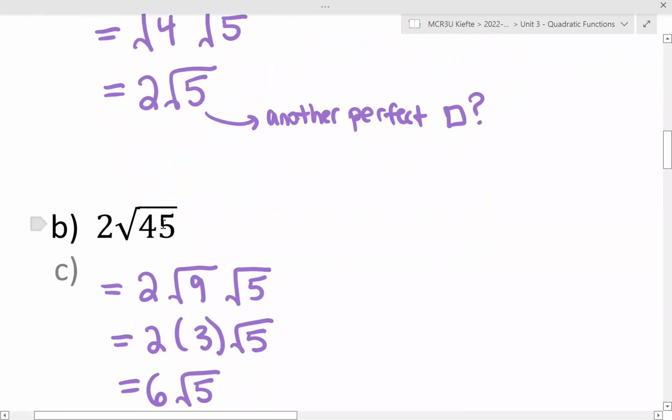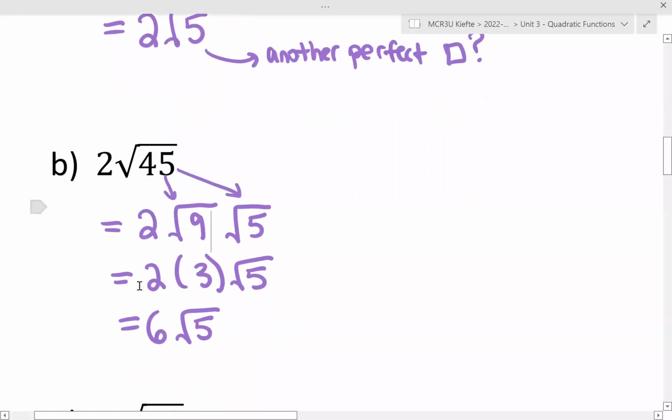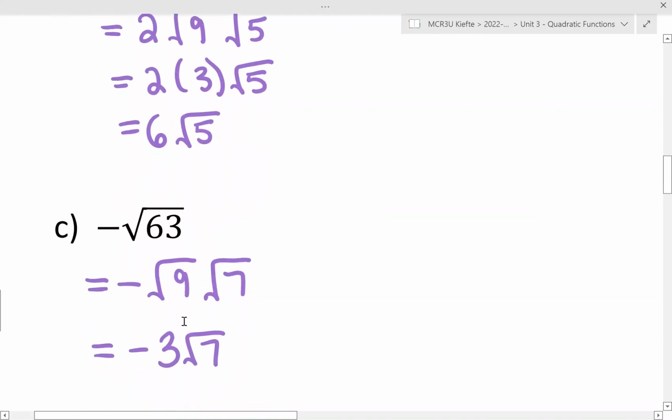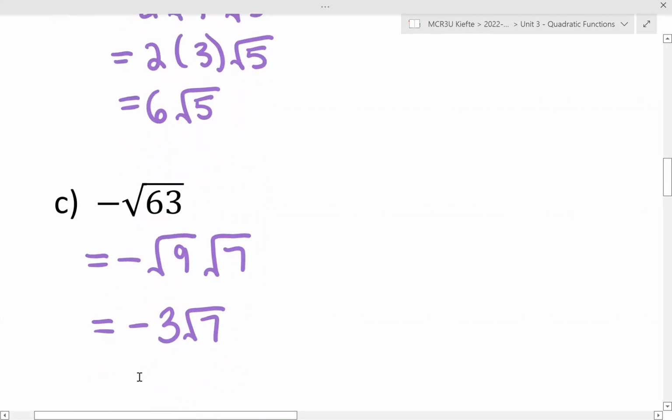Okay, so here 45. I know that 9 goes into 45. So again, I'm going to split this 45 into 9 and 5. Square root of 9 is 3, and I can multiply these as I normally would. Same idea here. Square root of 9 is 3. So root 63 is 3√7.